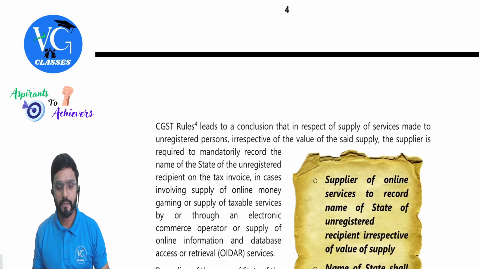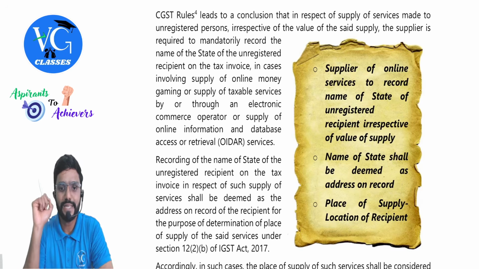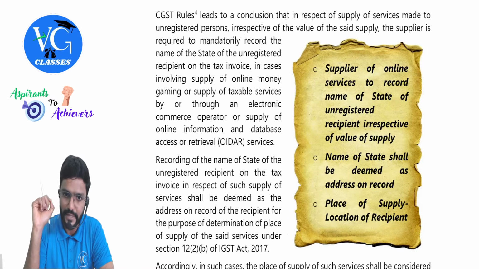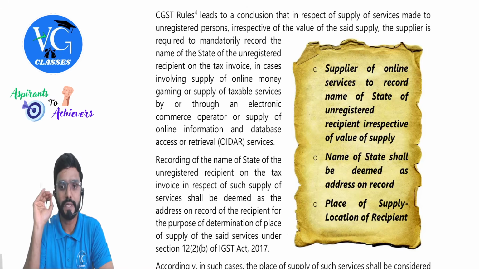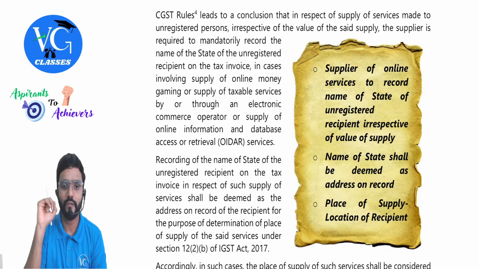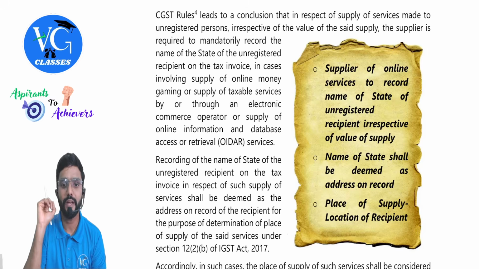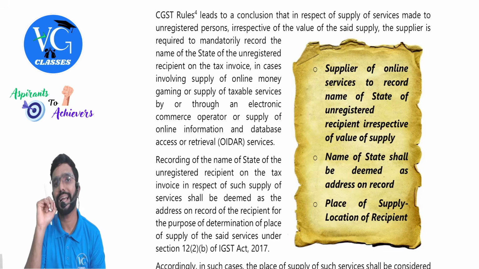Okay. Now, let me come back to this. Let me read this paragraph. CGST rules lead to a conclusion that in respect of supply of services made to unregistered persons, irrespective of value of said supply, the supplier is required to mandatorily record the name of the state of the unregistered recipient on the tax invoice. In cases involving supply of online money gaming or supply of taxable services by or through an electronic commerce operator or supply of online information and database access or retrieval services.